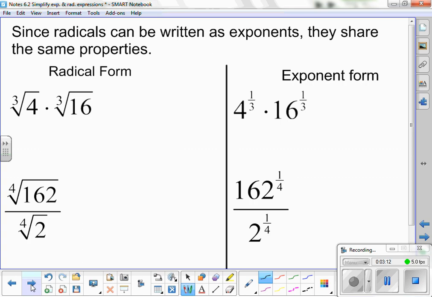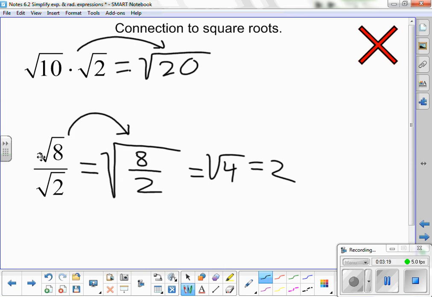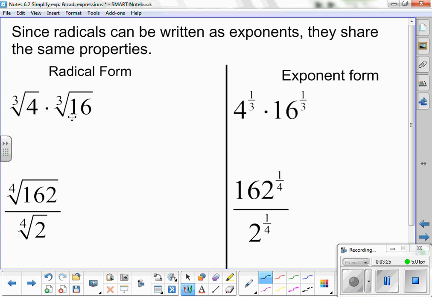So connection to what we're doing right now is this. Just like with square roots, how we had the same square root, so we can put them together by either multiplying or dividing. Same thing here, since we have the same cube root, we can multiply these. So cube root means you're going to put it under one cube root, and then you can multiply the 4 times 16.